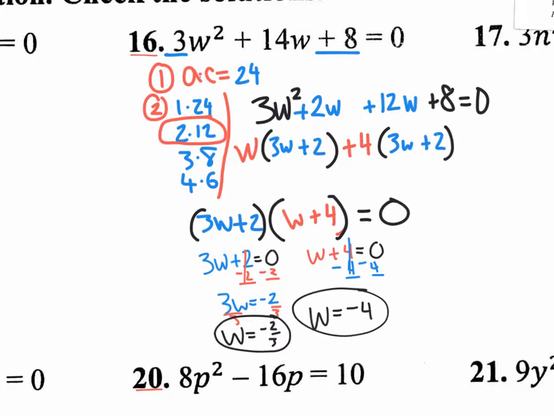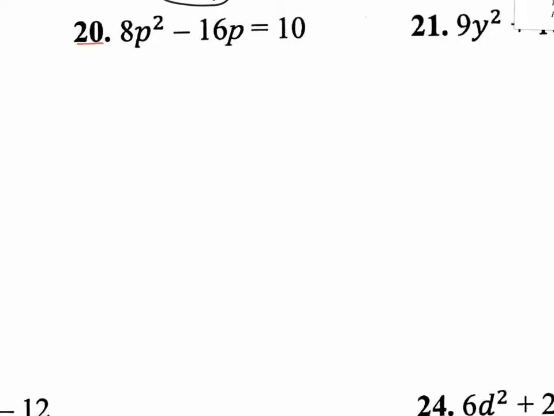Let's try another. Number 20 is interesting because the equation is not even set to 0 yet. Whenever they say solve, the first thought that you should have is I need to get p by itself. But the problem is you have p squared and p, so that's like having two different types of p's. You can't get p by itself because there's two different types of p's.